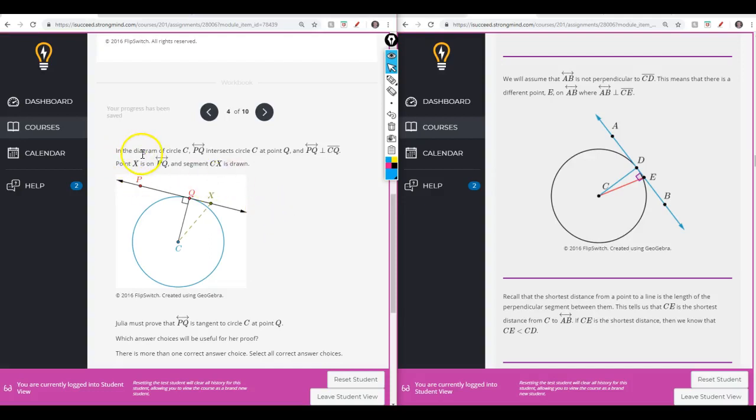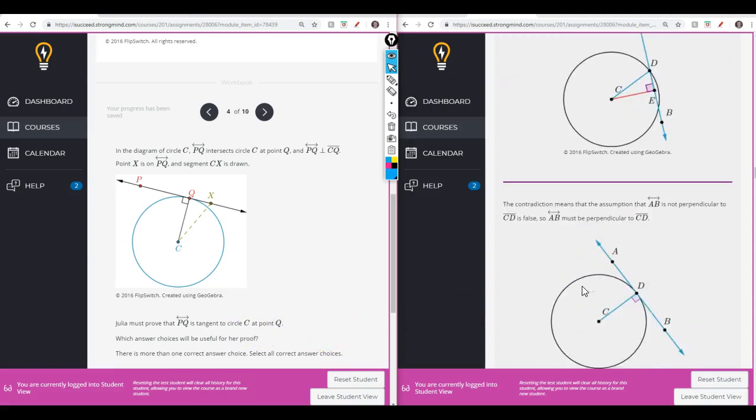So question 4, in the diagram of circle C, line PQ intersects circle C at point Q, and line PQ is perpendicular to segment CQ. Point X is on line PQ and segment CX is drawn. Julia must prove that line PQ is tangent to circle C at point Q.